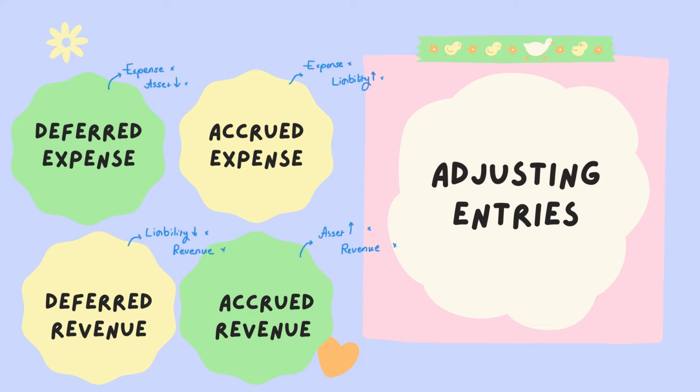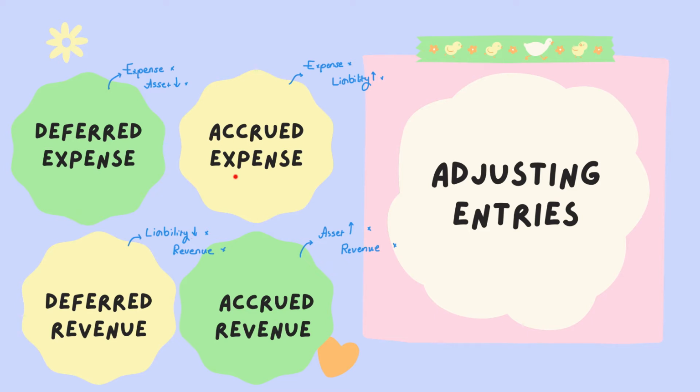So the adjusting entry for deferred expense will be expense on the debit, asset account will go down on the credit side. Deferred revenue, liabilities decreasing on the debit side to revenue on the credit side. I need to decrease the unearned revenue here, as we mentioned in the previous video.